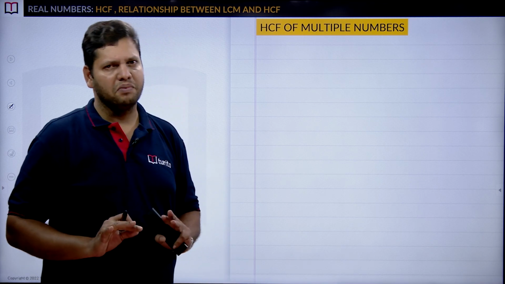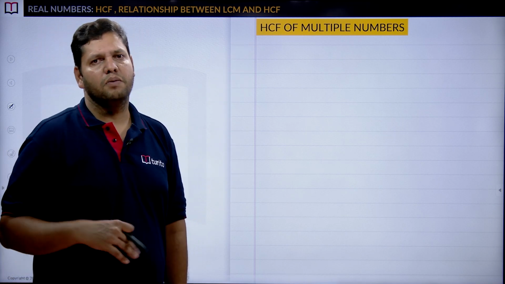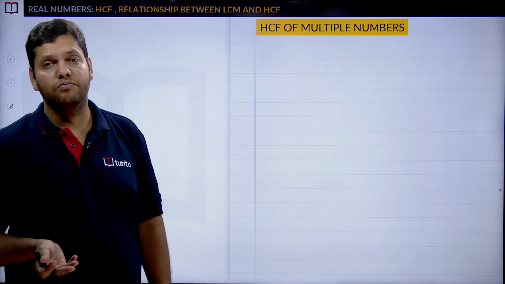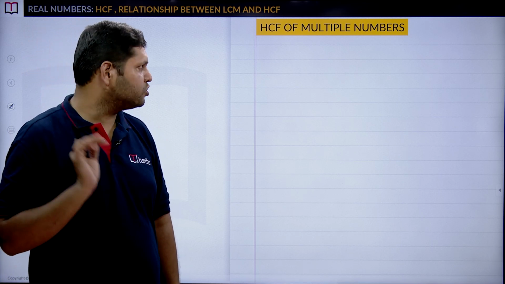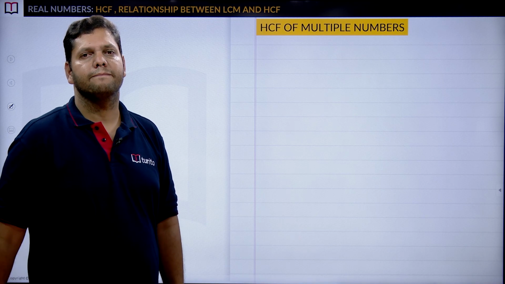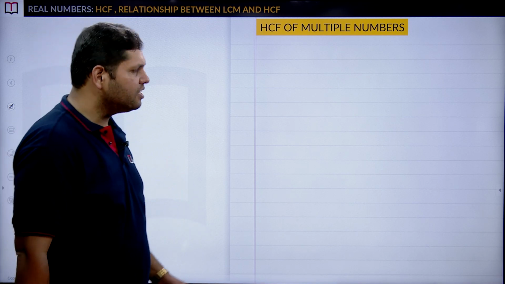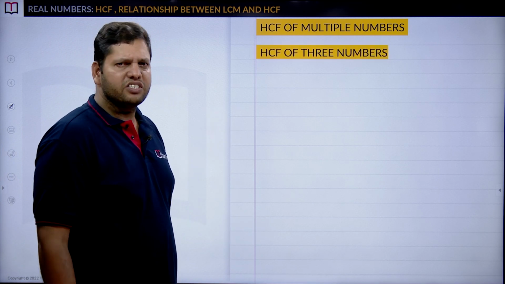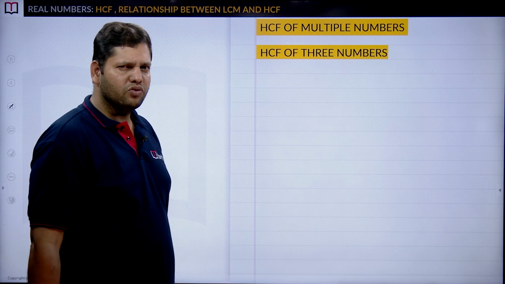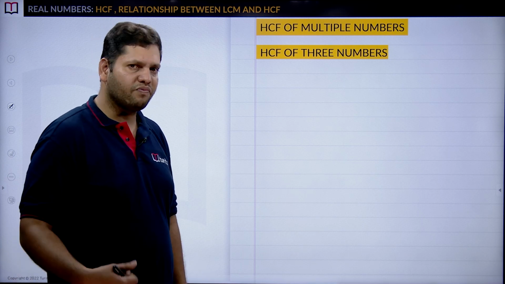Children, I know only 3 methods, okay? But if you have multiple numbers, maybe 3 or maybe 4, how are we going to find the HCF? That is my question, children. Listen here, no issue, very simple. See, HCF of 3 numbers, maybe 3 or maybe 4 also. I am telling for 3. If you understand for 3 numbers, you can do it for 4 numbers, and 5 numbers also.